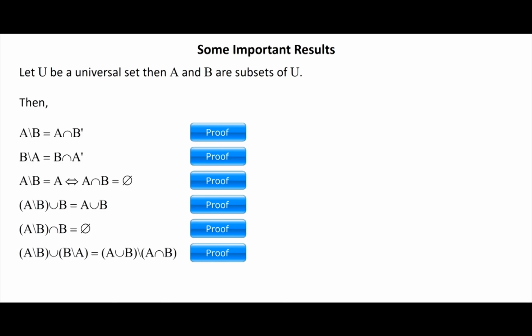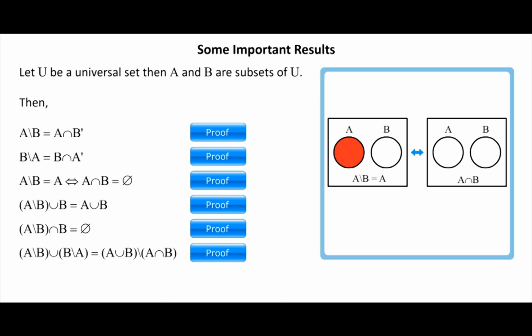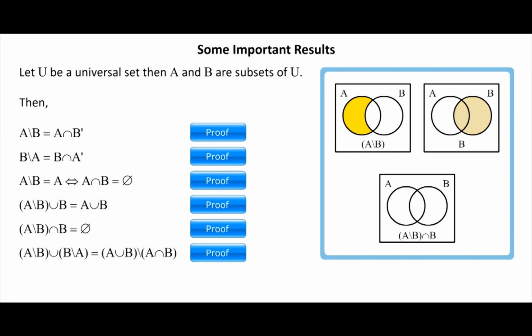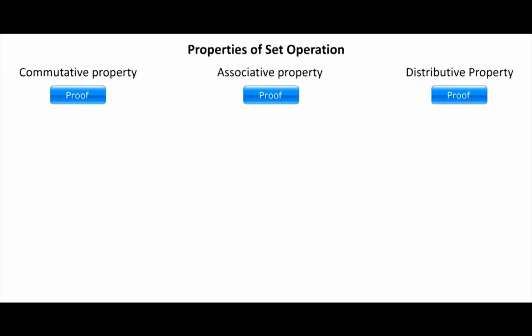Have a look at some important results. Let U be a universal set and A and B be the subsets of U. Then the following are true. Click on the proof button to view the Venn diagram for explanation. We will now look at the properties of set operations such as commutative property, associative property, and distributive property. Click on the respective buttons to view the proof using Venn diagrams.